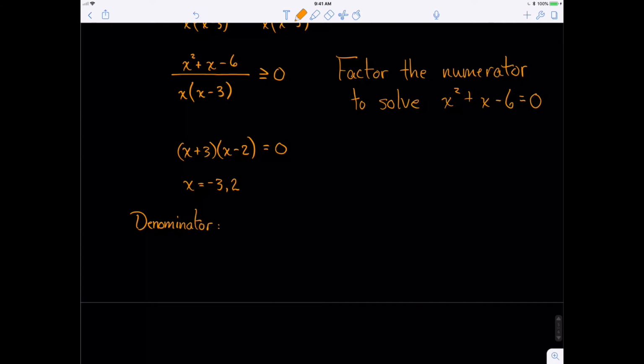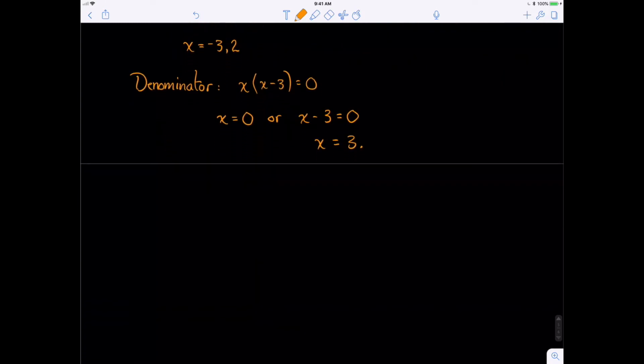So in the denominator, we're going to solve x times (x minus 3) equals 0. One of your factors is x equals 0, or the other one is x minus 3 equals 0. If I add 3 to both sides, x equals 3. Now this one's actually really kind of neat because look at how many pieces are going to go on our line.